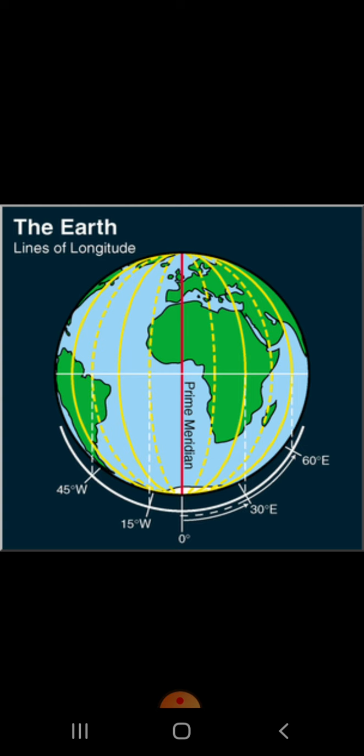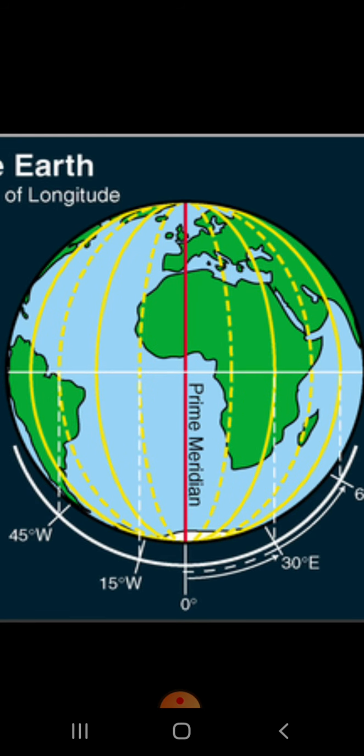The longitudes can be seen on the map and on the globe. We can see a vertical line connecting the North Pole and South Pole, and this line is known as longitude. It is an imaginary line that connects the North Pole and South Pole, and it is a semicircle or half circle. Longitude is otherwise also known as meridians.